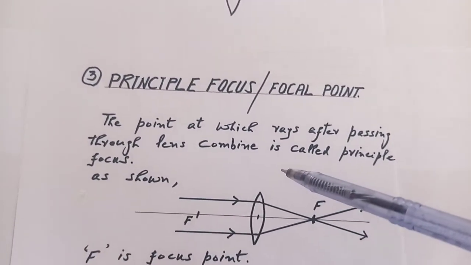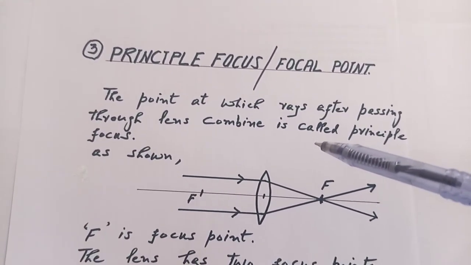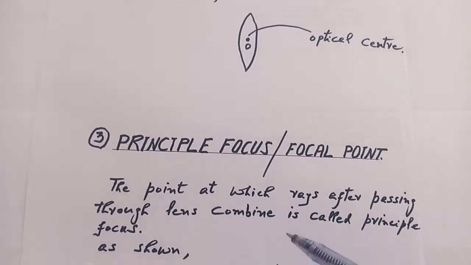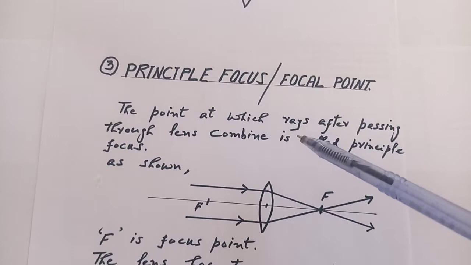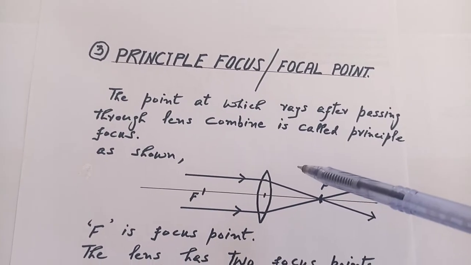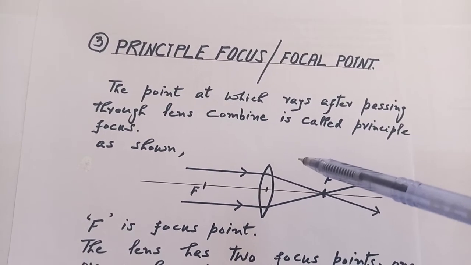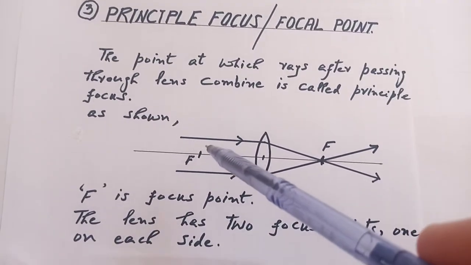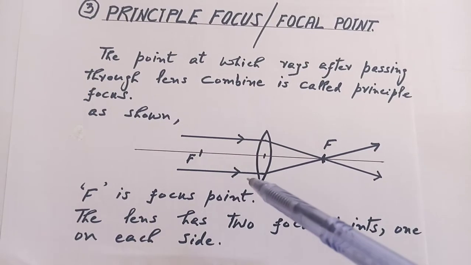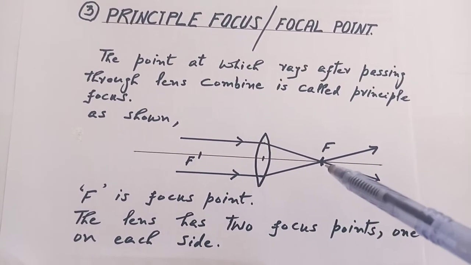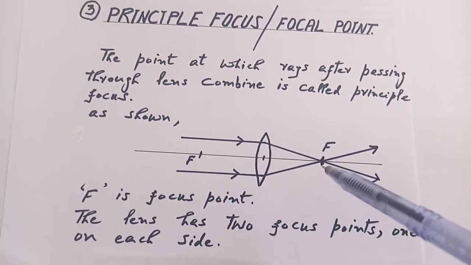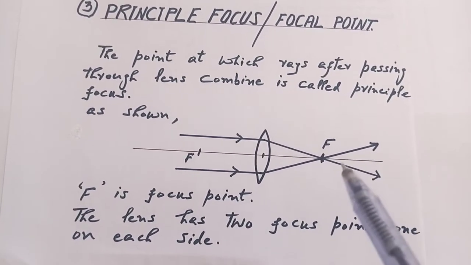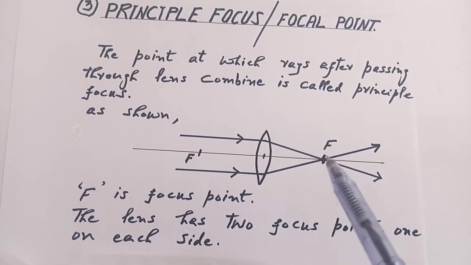Next is the principal focus or focal point. What is the focal point? The point at which rays after passing through the lens combine is called principal focus. For example, parallel rays are coming and these two rays after passing through the lens combine at a point. This point at which these rays combine is called principal focus or focal point. This focal point is noted by F.